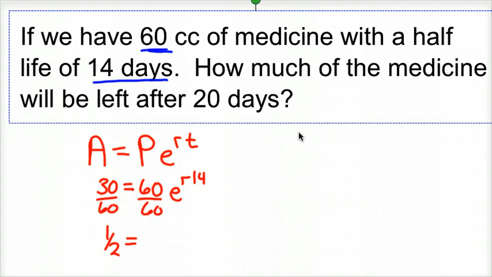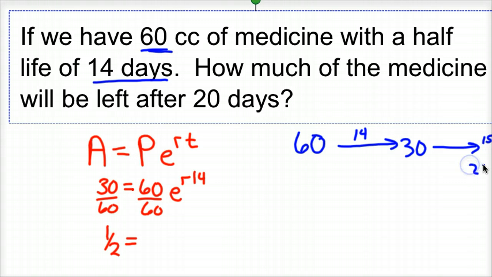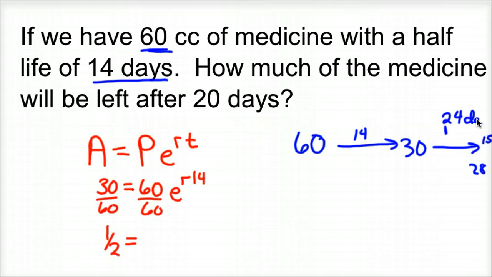So, you start with 60. You go 14 days. Now we've got 30. So if you went 14 more days, we'd be at 15. So that would be a total of 28 days. Well, we only want 20 days. So we're going to be somewhere in here. So I don't know, maybe we're 25 or so, or 24, something like that. But around 24 cc's is what we should end up with.